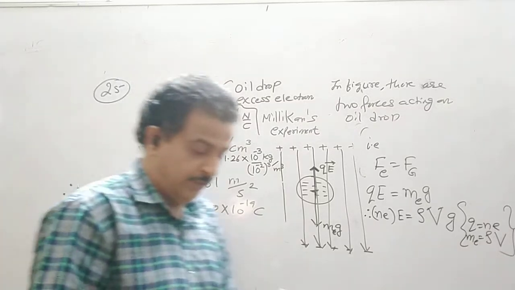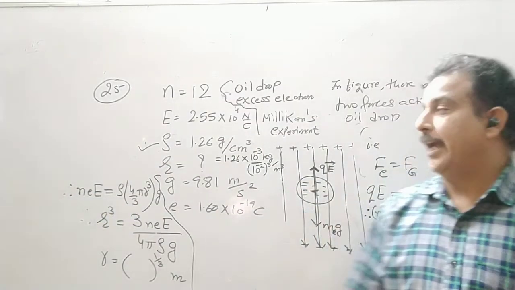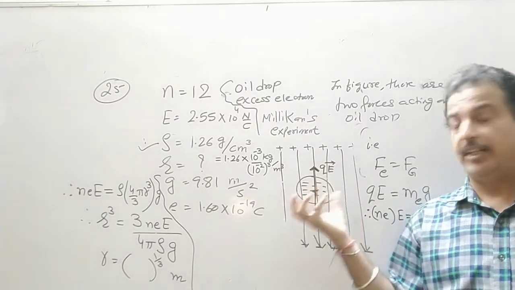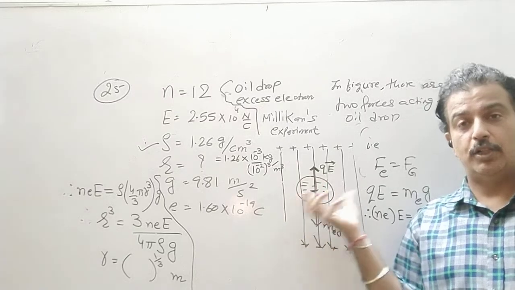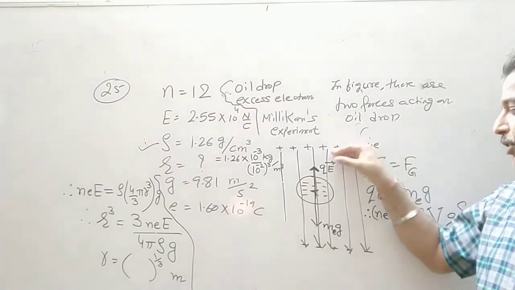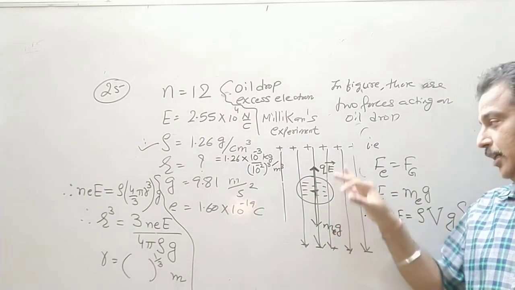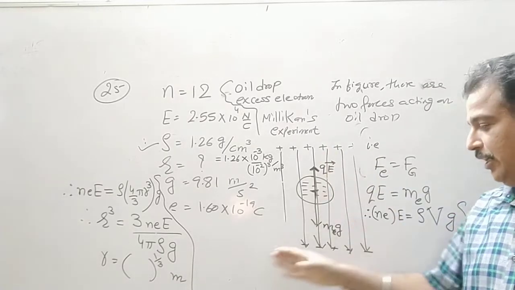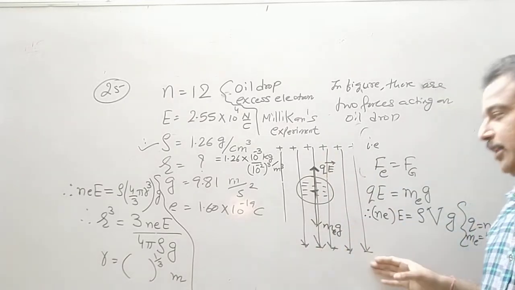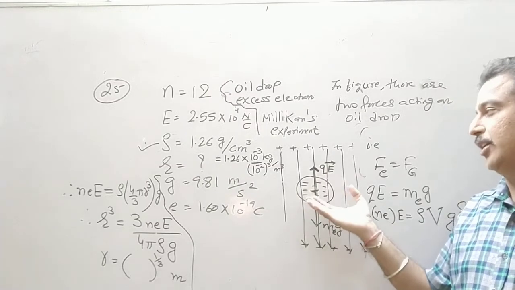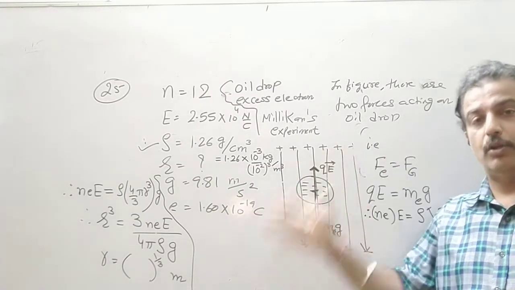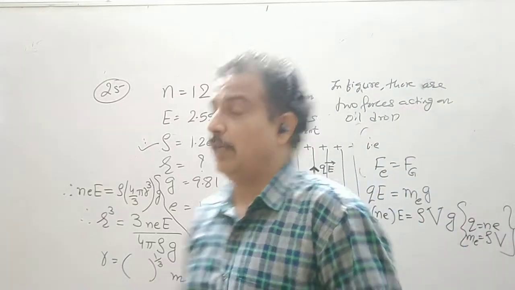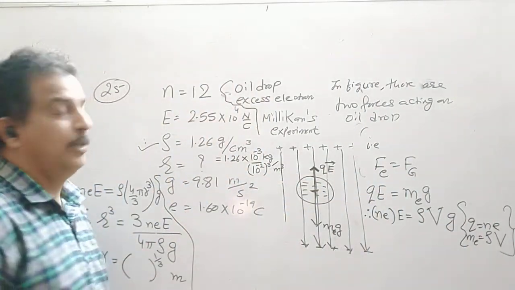So you have to remember, if any drop is held having excess charge, whether negative charge or positive charge, and if it remains held in air or stationary, then the gravitational force should be equal to the electric force. Now if this has excess positive charge, we can reverse the field. The bottom part should be positively charged, so there is a force of repulsion, and the upper part should be negatively charged, so there is a force of attraction. So this is exercise question number 25.